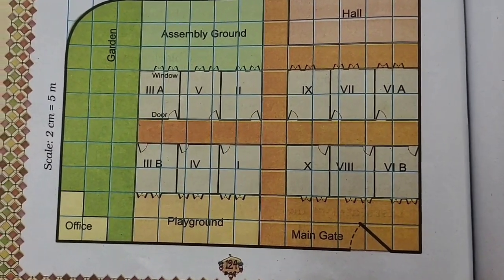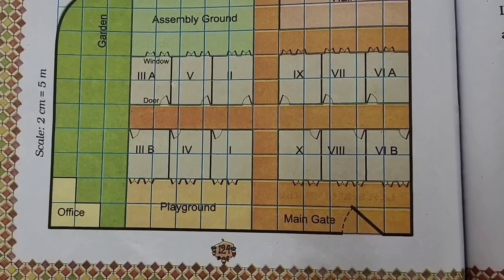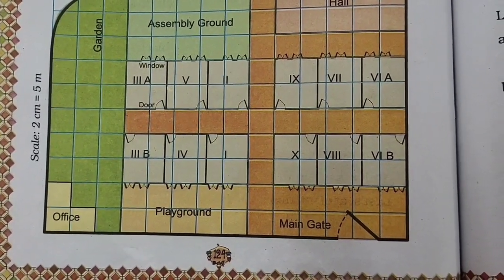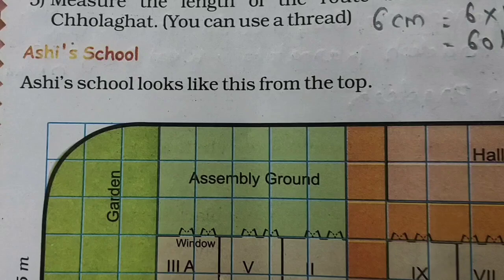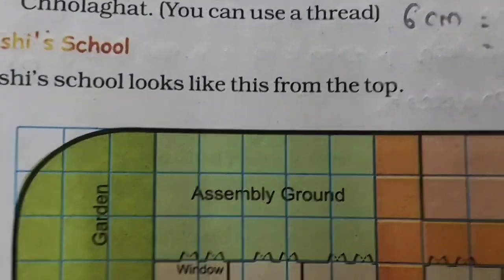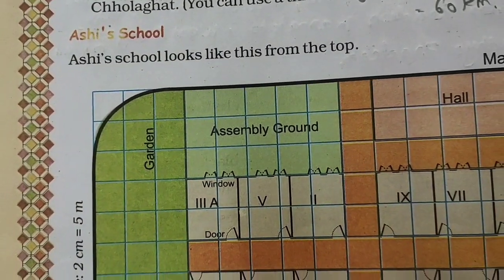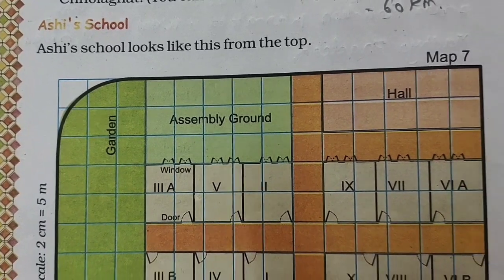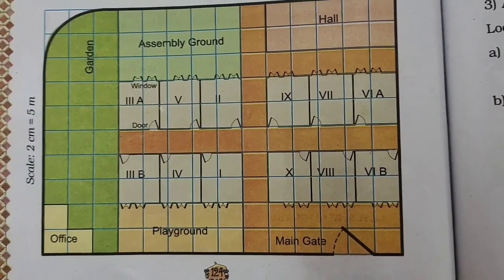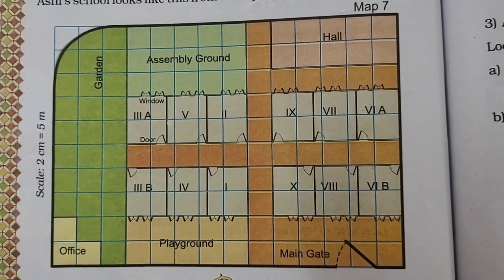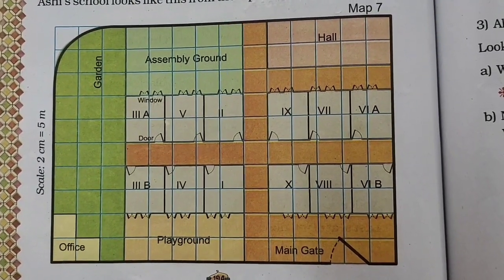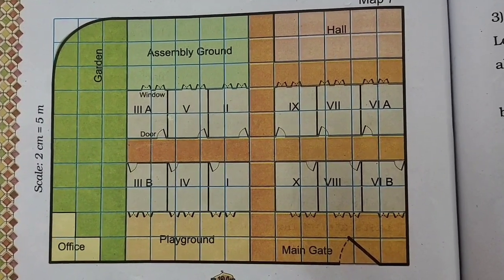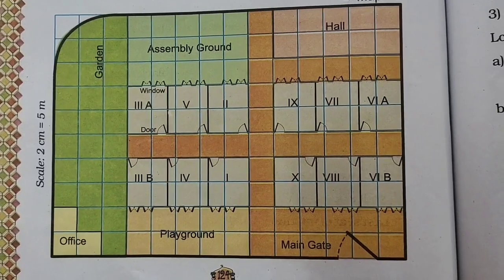Today we will start from page number 124. The name is Ashish School. Ashish School looks like this from the top. Here is map number 7. This map is of Ashish School. It is taken from the top. This is how the school looks from the top.